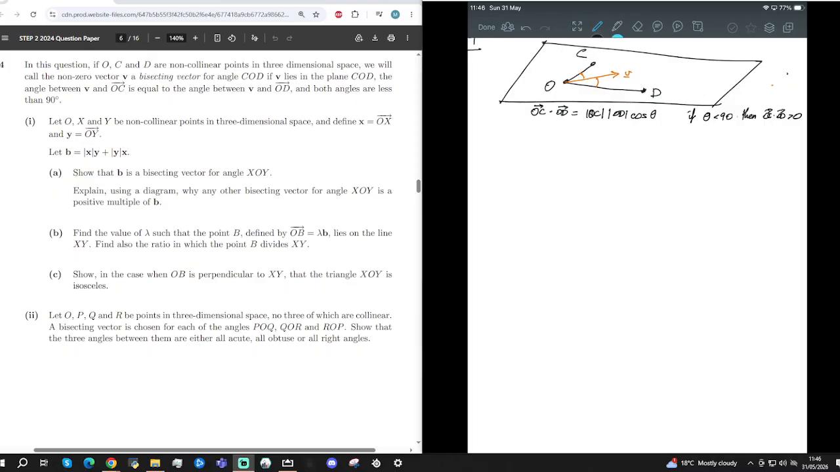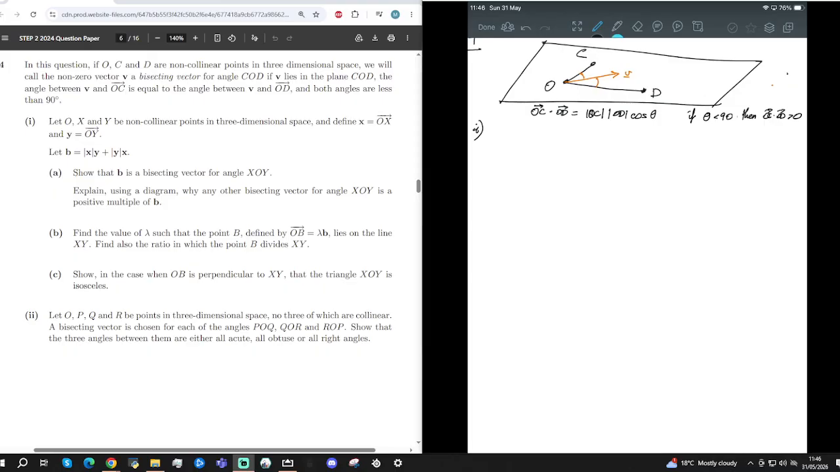Maybe relevant, maybe not. So let's actually continue reading the question. We've got this definition of a bisecting vector now. Let O, X, Y be non-collinear in 3D space. We're going to define little x to be the position vector of the point X, little y to be the position vector of the point Y, and we're going to let b be this weird combination. So it's the size of x times the direction of y, plus the size of y times the direction of x. Show that b is a bisecting vector for that.